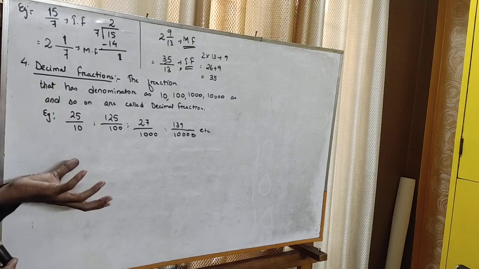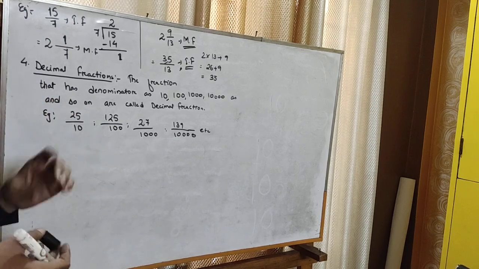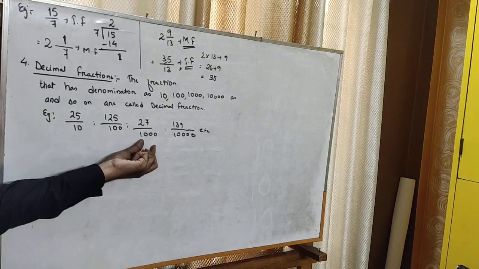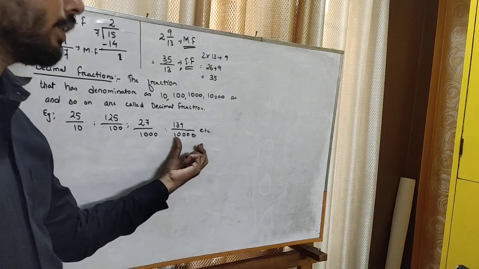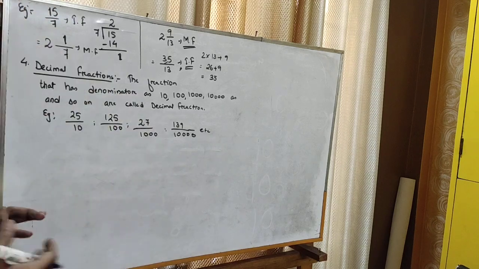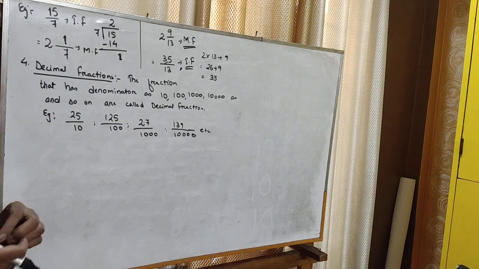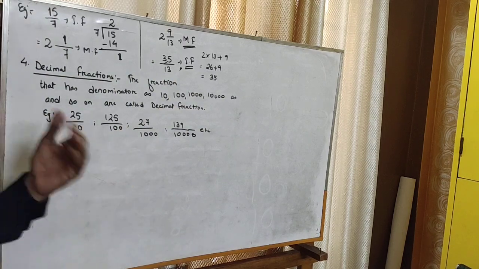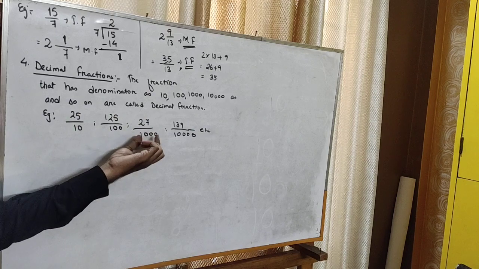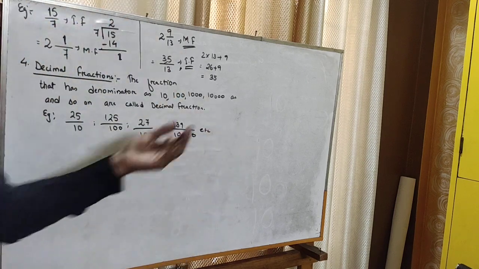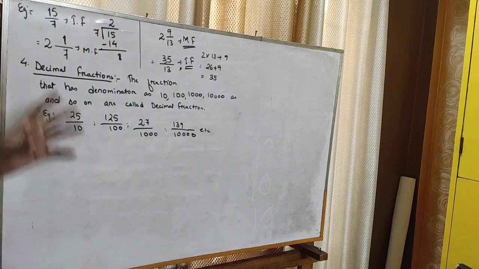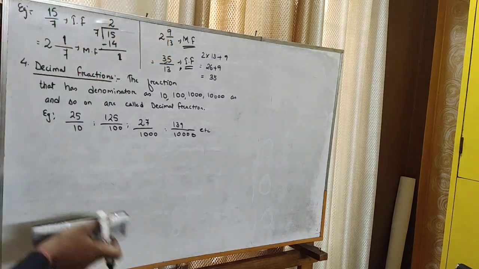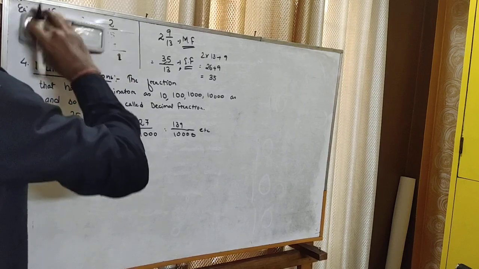So the denominator will be either 10 or in terms of powers of 10. 10 to the power 2 means 10 into 10, 10 into 10 into 10 is 10 to the power 3, and so on. The denominators will have powers of 10. Such fractions will be decimal fractions. Okay, now let's move to the next type of fraction.